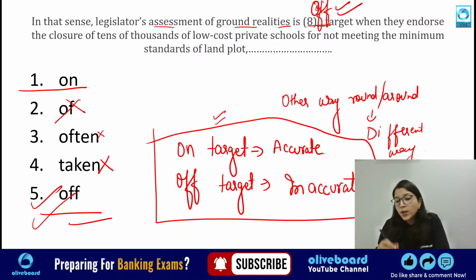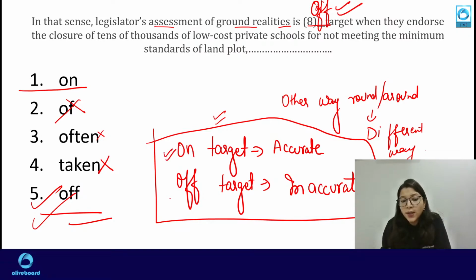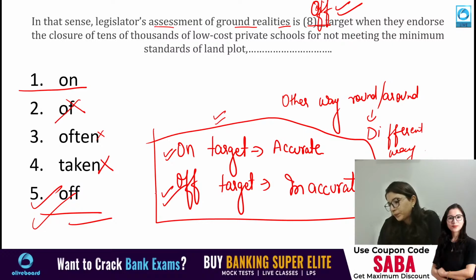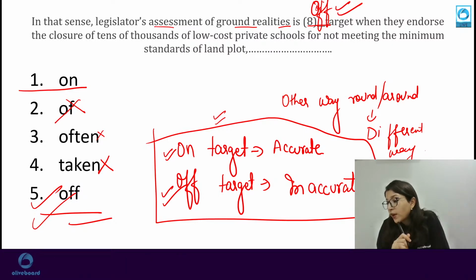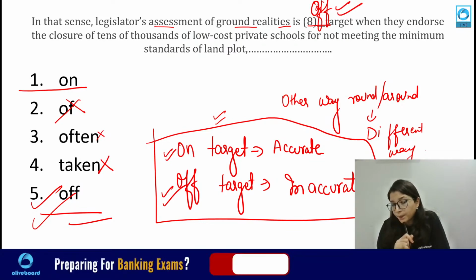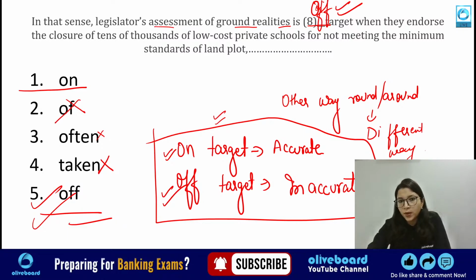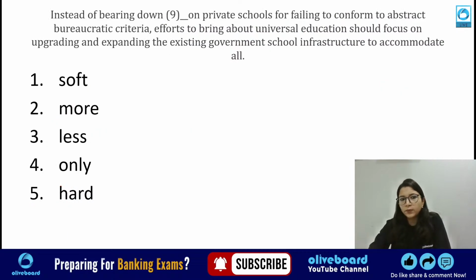Clear, everyone? Once you know these phrasal verbs on target and off target, definitely you will be able to solve this. Off target. Yes, correct, off target. Because it is inaccurate, we are getting negative sense. Okay. Next.